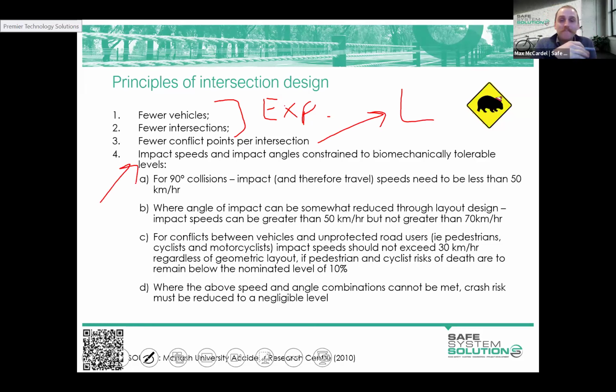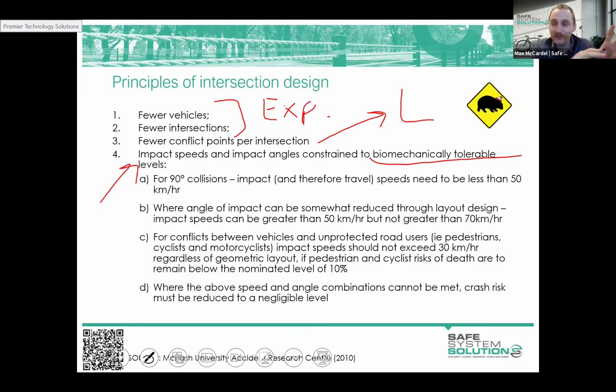Impact speeds and impact angles constrained to biomechanically tolerable levels. This is another one of those fancy words. It's the same term used before, biomechanical thresholds. It's basically how much force we as humans can withstand before serious trauma occurs. So basically reflecting on the speed environment, and that's not just the posted speed, but what is the operating speed? What speed are vehicles traveling through there? And considering the angle of that collision as well.